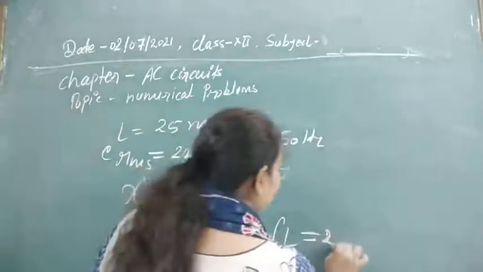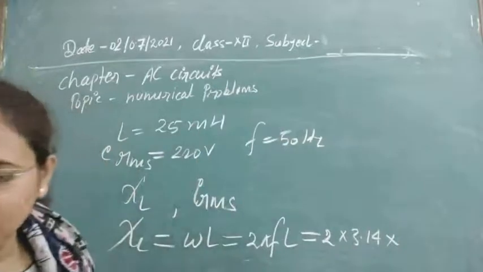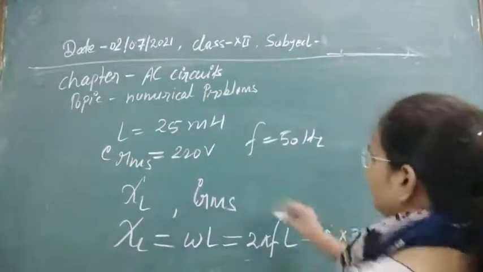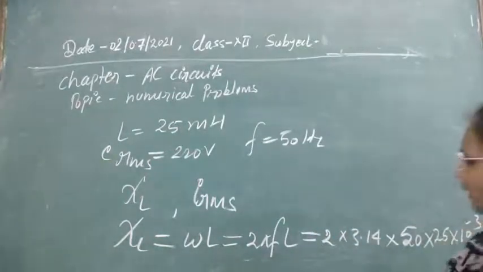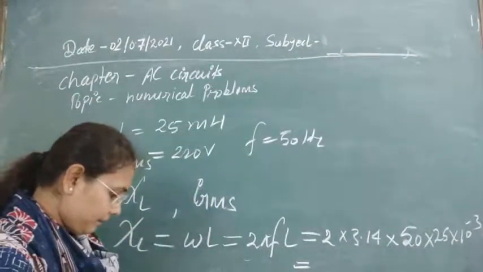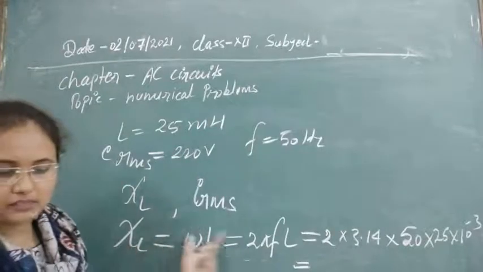Now we can write the values here: 2 pi is 3.14, the value of f is 50, and the value of L is given as 25 millihenry. So we will convert it into Henry, then we will solve it. After the solution, you can find out the value of chi L for this question.